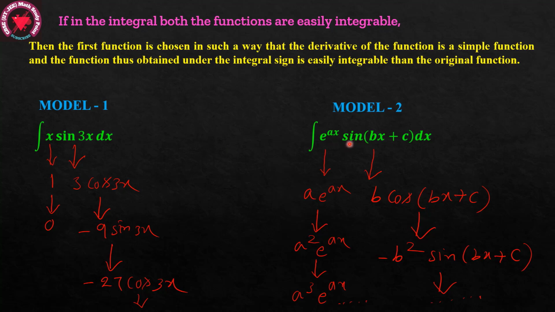But in the second example, in these two functions, which function we have to take as the first function u, and which function as the second function v? There are no restrictions in such type of cases. Any function we can take as u, any function we can take as v. That means e power ax is u and sin of bx plus c is v, or sin of bx plus c is u and e power ax is v. So any function we can take as the first function.